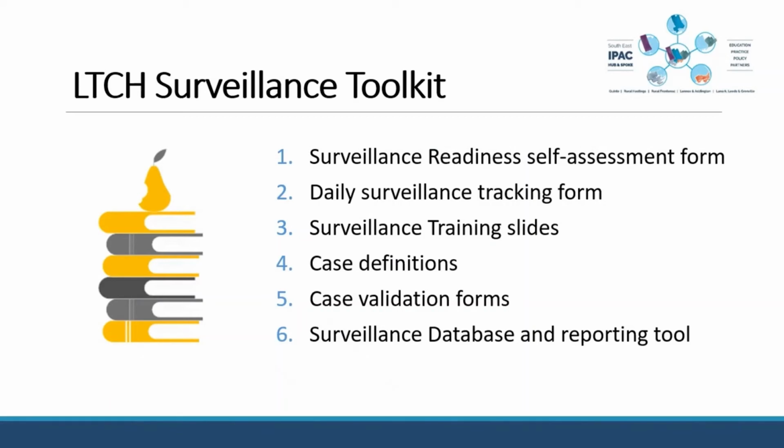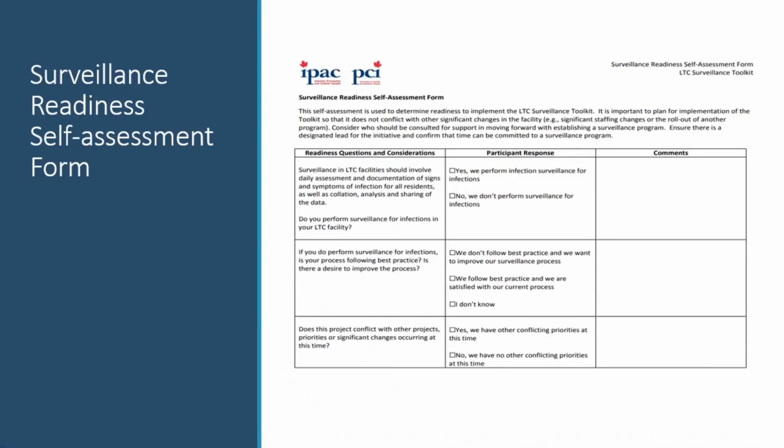The long-term care home surveillance toolkit has 6 components, which we're going to show you over the next slide. So there is a surveillance readiness self-assessment form, which you can use to determine if your facility is ready to implement the toolkit.